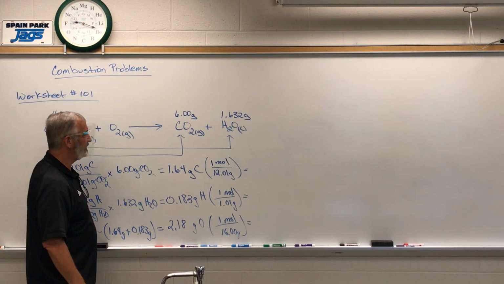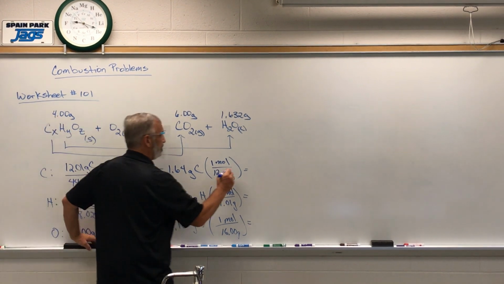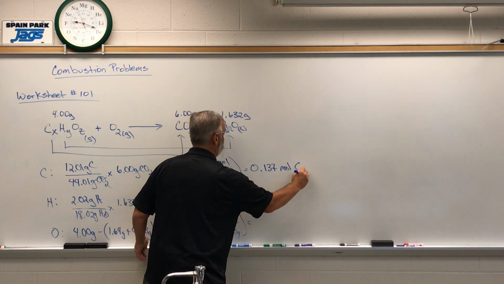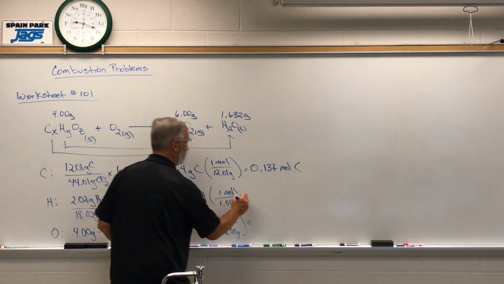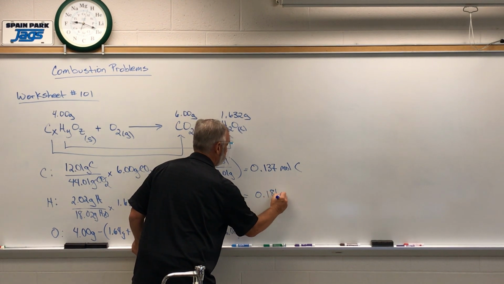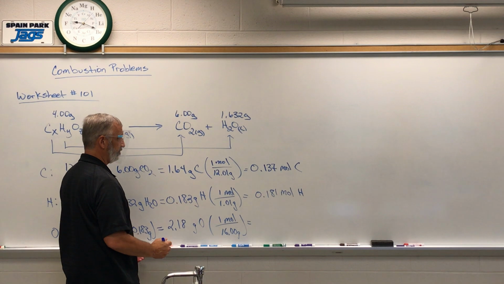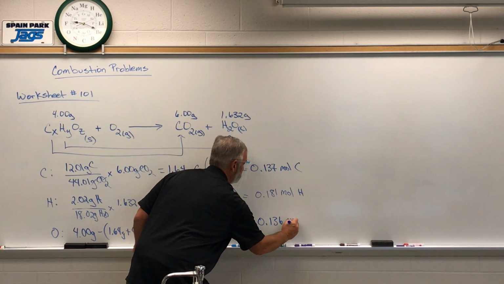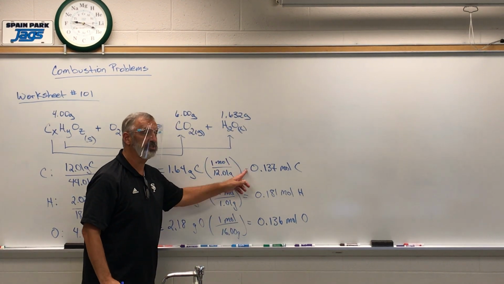Okay, so give me some numbers now. Moles of carbon. 0.137. 0.137 moles of carbon. Hydrogen, 0.181. And lastly oxygen. 0.136. Okay? So obviously you can see carbon and oxygen are going to be about the same.